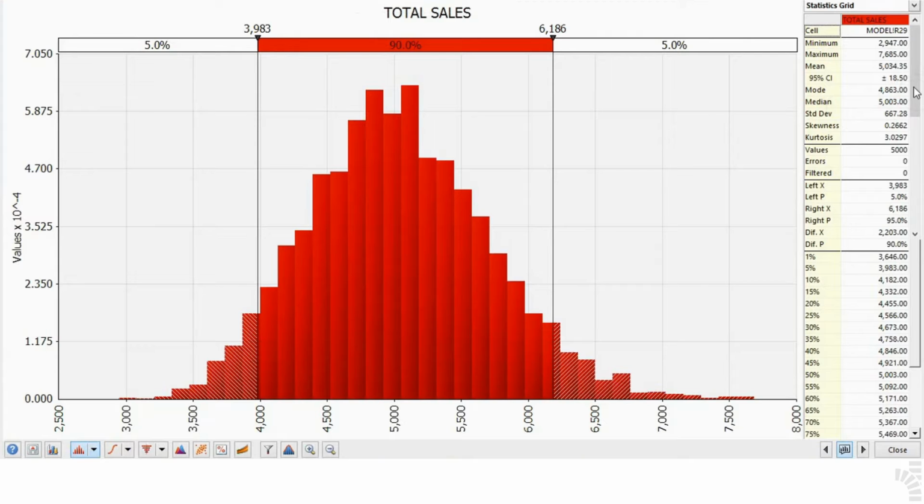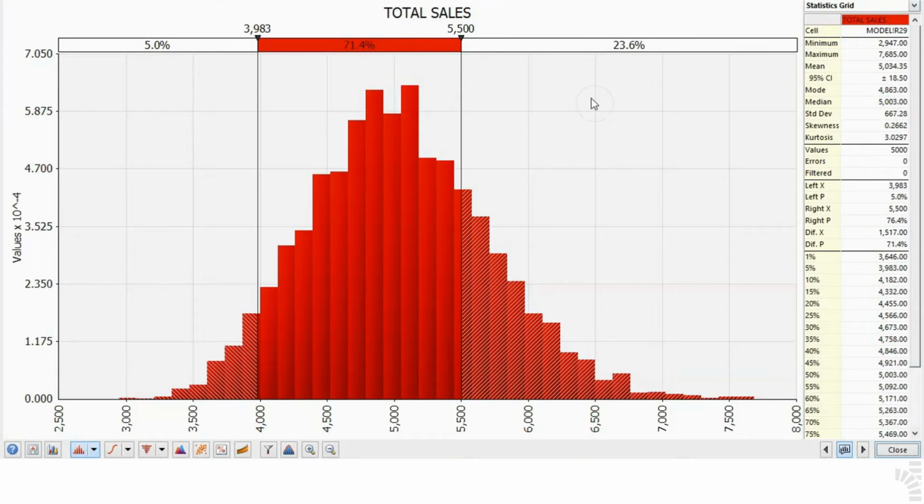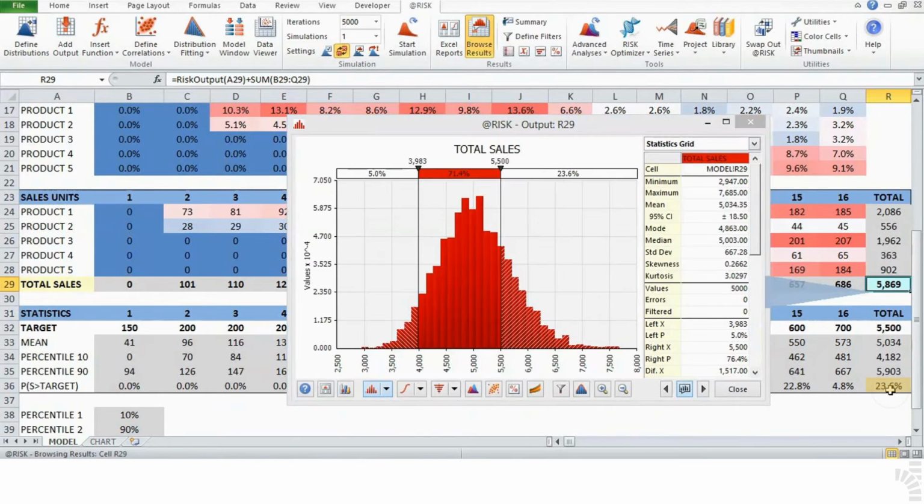61. Move your right-hand delimiter to match 5,500 or write it on top of the vertical line. On the right section of the probabilistic bar you will read 23.6%. This is the probability that total sales will be larger than the target level of 5,500. This is the same number shown on cell R36 and calculated with the RiskTargetD function.